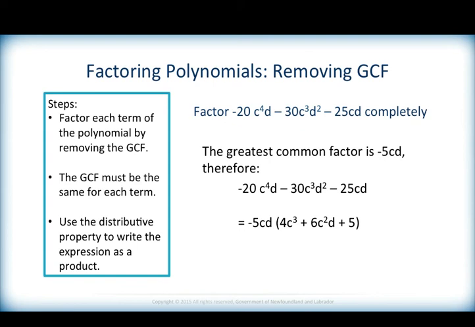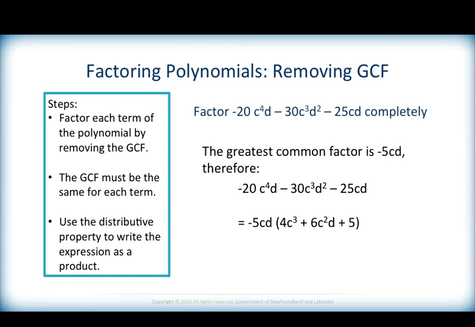And as mentioned in the steps there, the greatest common factor that is removed from each term must be the same. So it can't be 2 or 3 different factors, it must be the same from each. And we're going to use the distributive property to write the expression as a product. So once you've determined the greatest common factor that's going to be removed, you're going to write that as a monomial outside the bracket. And since we started off with a trinomial, inside the bracket there must be a trinomial left. And as we move, we're going to divide the common factor out from each term.